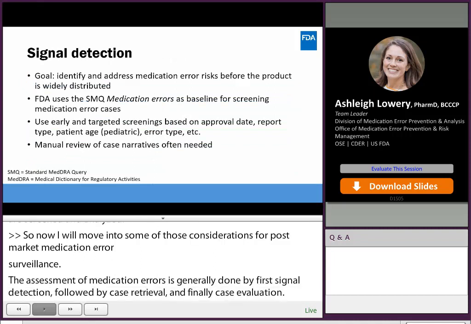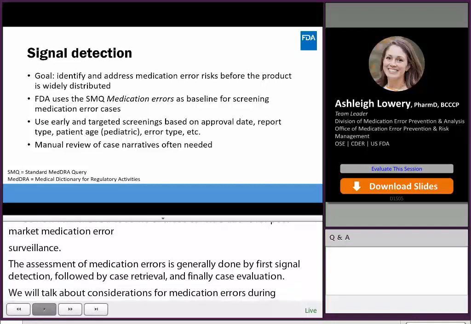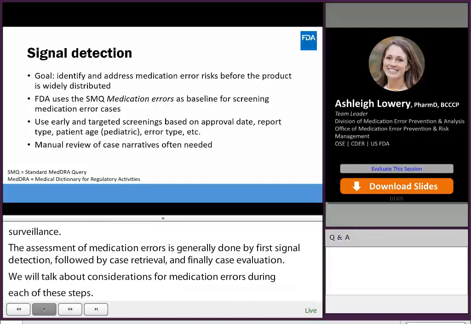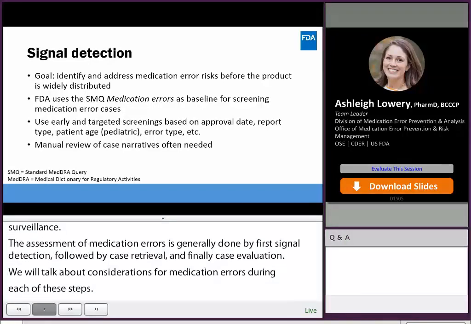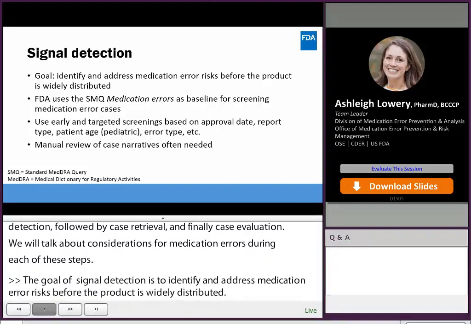Beginning with signal detection, the goal in signal detection is to identify and address medication error risks before the product is widely distributed. FDA uses the standard MedDRA query, medication errors, which is a collection of MedDRA terms, as a baseline for screening medication error cases. Another method that we use is early and targeted screenings based on approval date, report type, patient age, for example, pediatric screening, or error type to identify medication errors early.